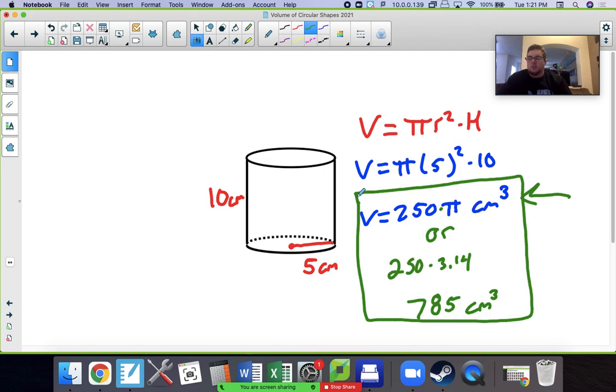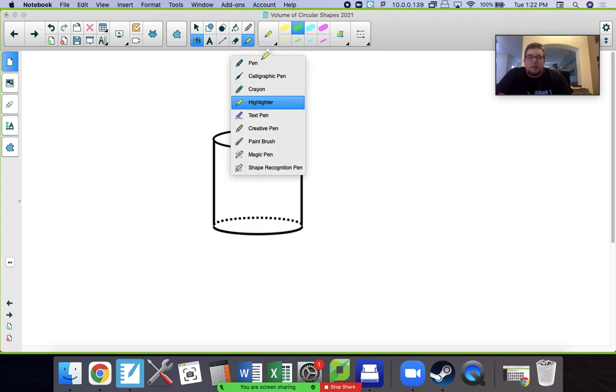And those would be our two potential answers. They are the exact same, so this and this, one is written in terms of pi, so it leaves pi there, and one we've multiplied pi out. So let's try the same kind of thing with another cylinder.